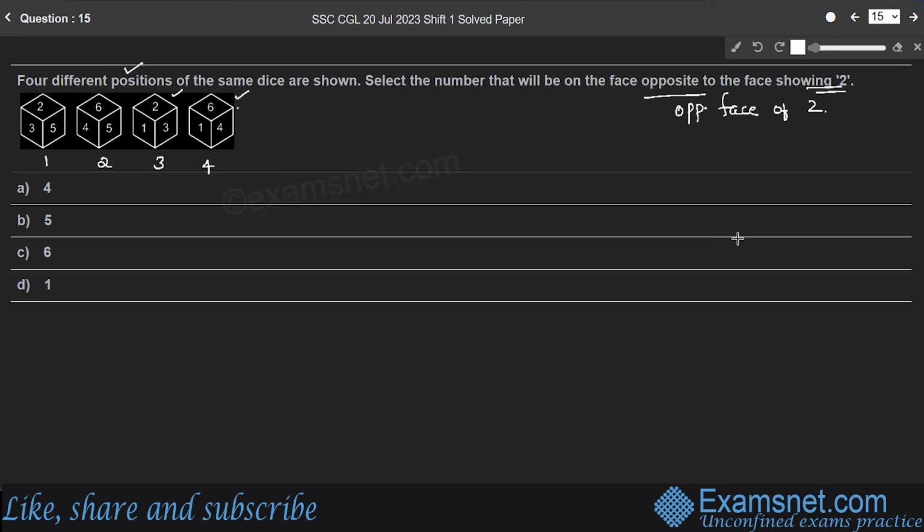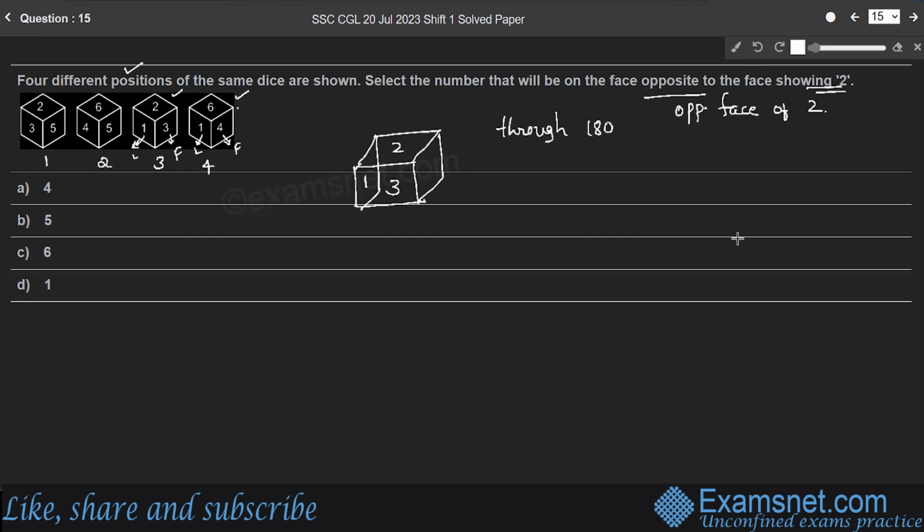So consider 1 as the left face, 3 as the front face, whereas in the fourth position, 1 is the left face and 4 is the front face, right? Here, the left face is constant in both positions, which is 1. I'm showing the left face like this, considering the three-dimensional view of the dice. Here, the left face is 1, the front face is 3, and the top face is 2. So keeping the left face constant, rotate the dice through 180 degrees.